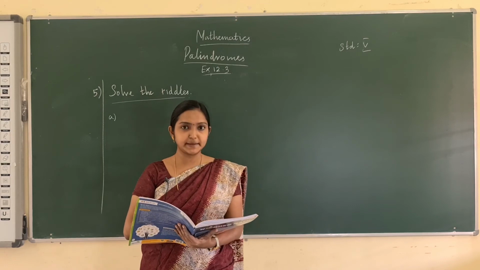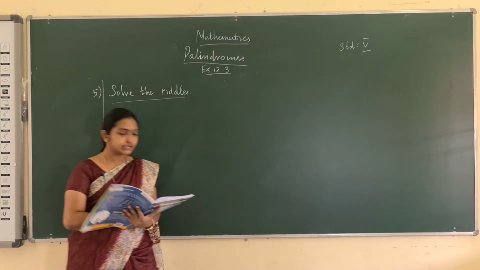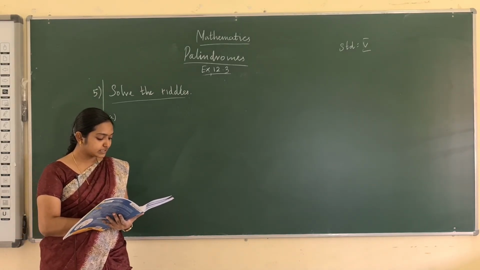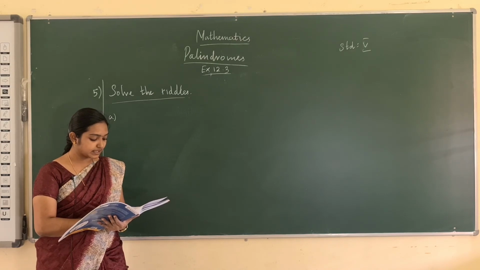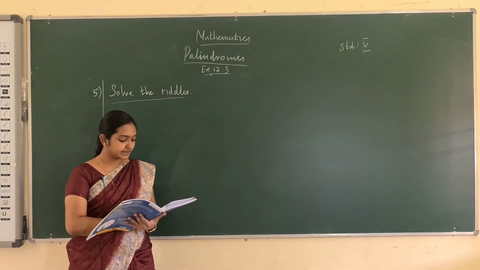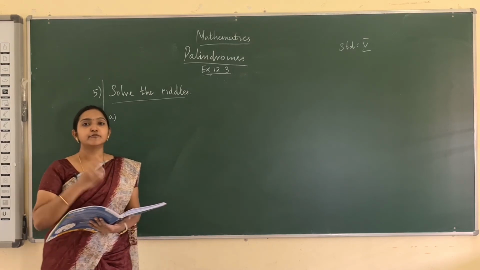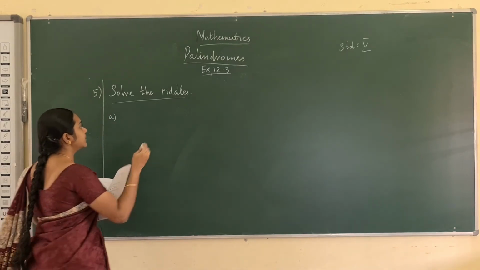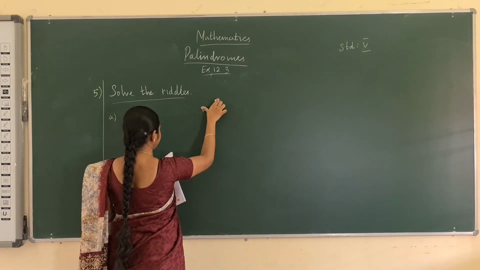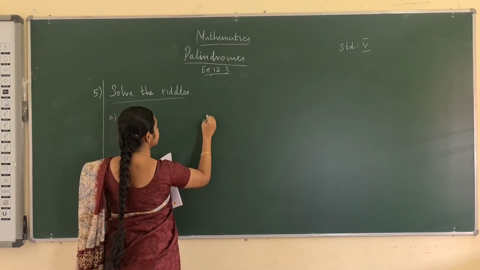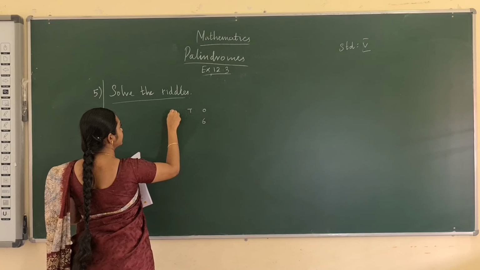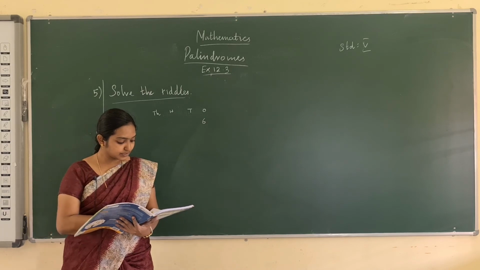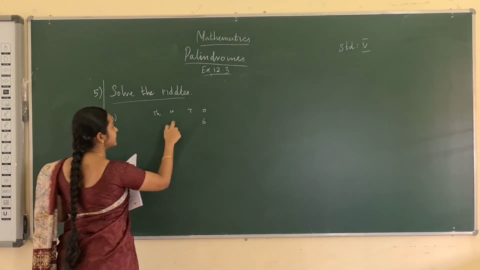Next, all of you take page number 82 in your book. In that fifth question, solve the riddles. In that A problem, I am a 4-digit palindromic number with 6 in the ones place and 2 in the hundreds place. What am I? I am a 4-digit palindromic number and 6 in the ones place. So write the number 6 in the ones place. Ones, tens, hundreds, thousands. 6 in the ones place and 2 in the hundreds place. In hundreds place we have to put 2.